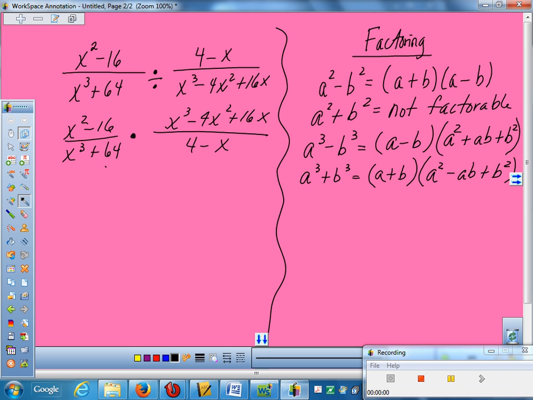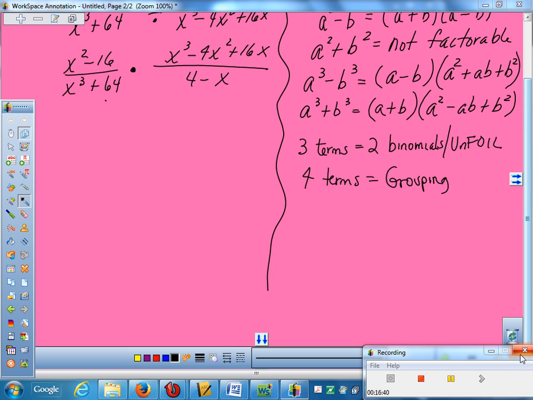I think that was two terms. I think you all are experts at three terms. What's the only way to factor a three-term or trinomial? Two binomials, unfoil it, whatever you want to call it. Oh, if you see three terms, that's what you're going to try. Okay, what about four terms? And then somebody said it. Grouping, yes. So the question is, do you remember how to factor by grouping?